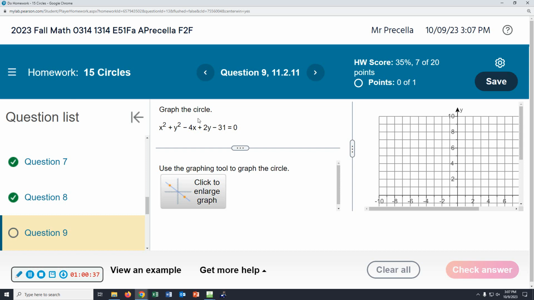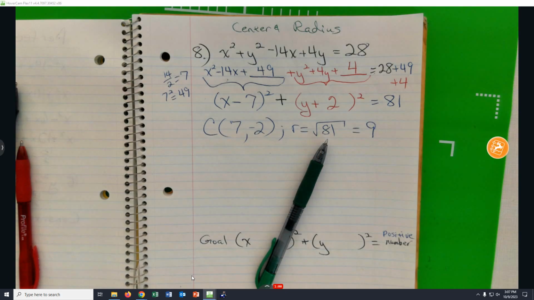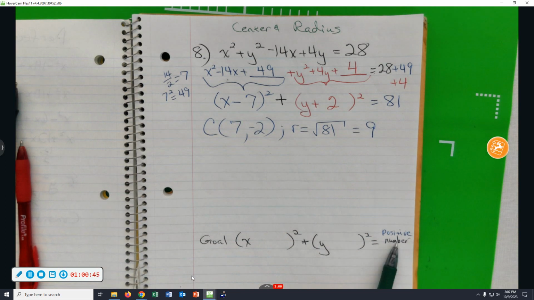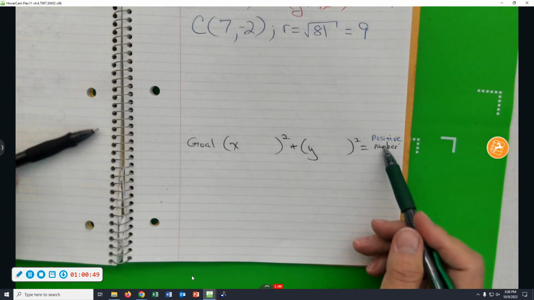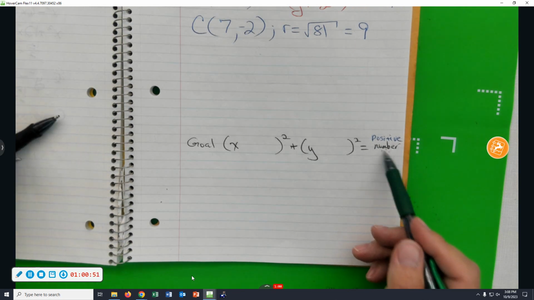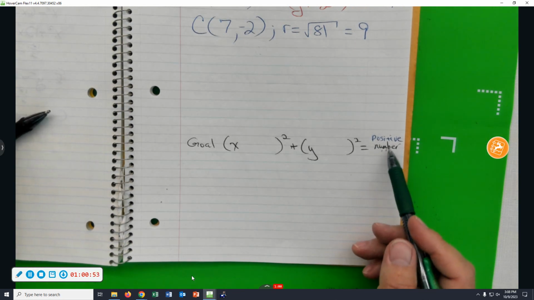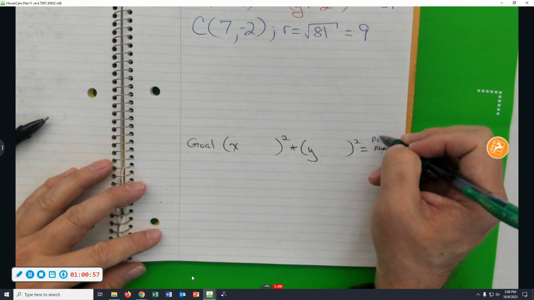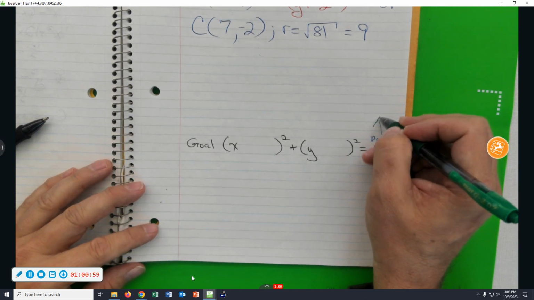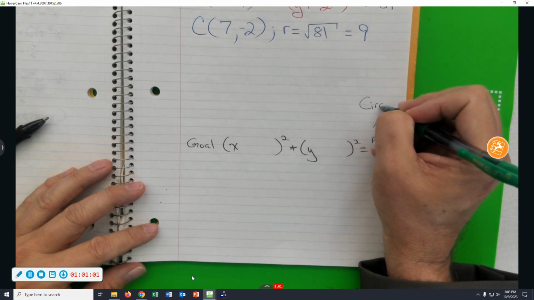Same type of problem, number 9. Before we do that, I'm going to make some observations. I said it a moment ago, but for center radius form, this number must be positive. It must be positive if it's going to be a circle. If this number is positive, it is a circle. You're looking at a circle.